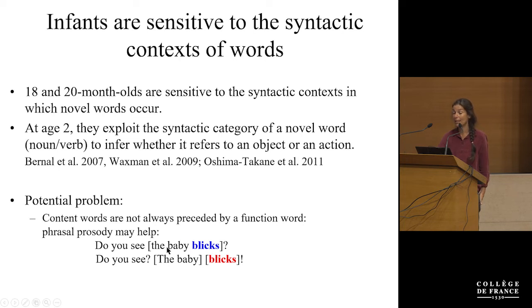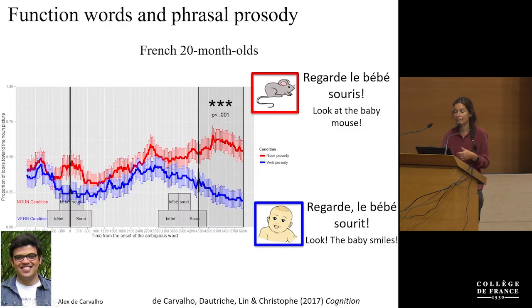Like if I say, "Do you see the baby blicks?" then I'm talking of little objects, right, baby blicks. And if I'm saying, "Do you see the baby blicks?" then I'm saying that the baby is actually blinking, okay? So in that case, we have the same string of words, and only the prosody will help you figure out what the syntactic structure of the sentence is and what the syntactic category of that blick word is. Okay, so can kids do the same thing?